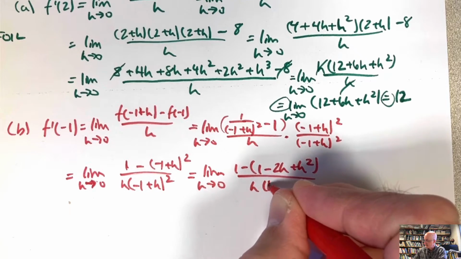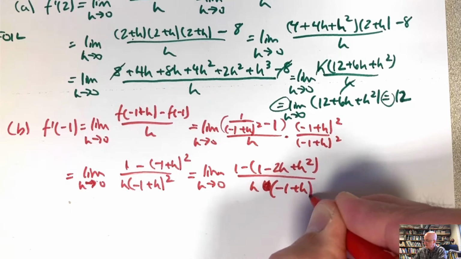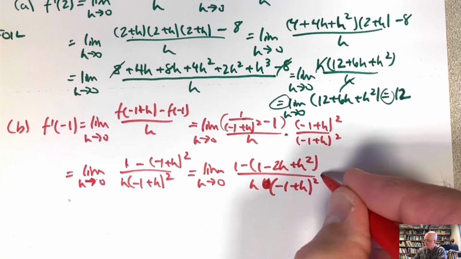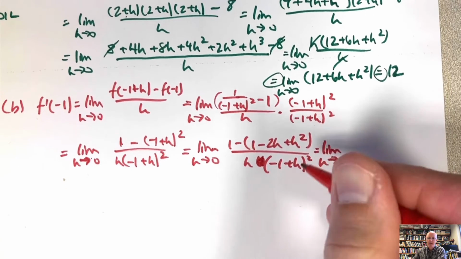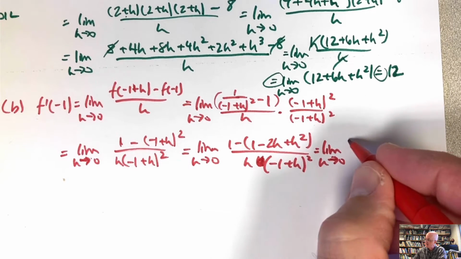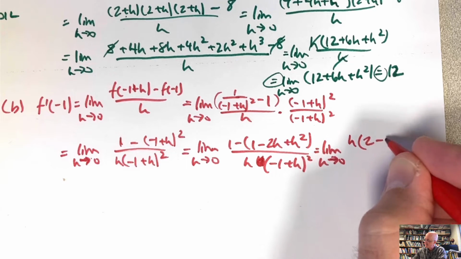And again, don't make the mistake of forgetting the parentheses there in the top. You are subtracting that whole thing. You need to distribute the minus sign through, and that'll make the 1's cancel on top, and you'll get a plus 2h minus h squared, out of which a factor of h could be factored, like this.